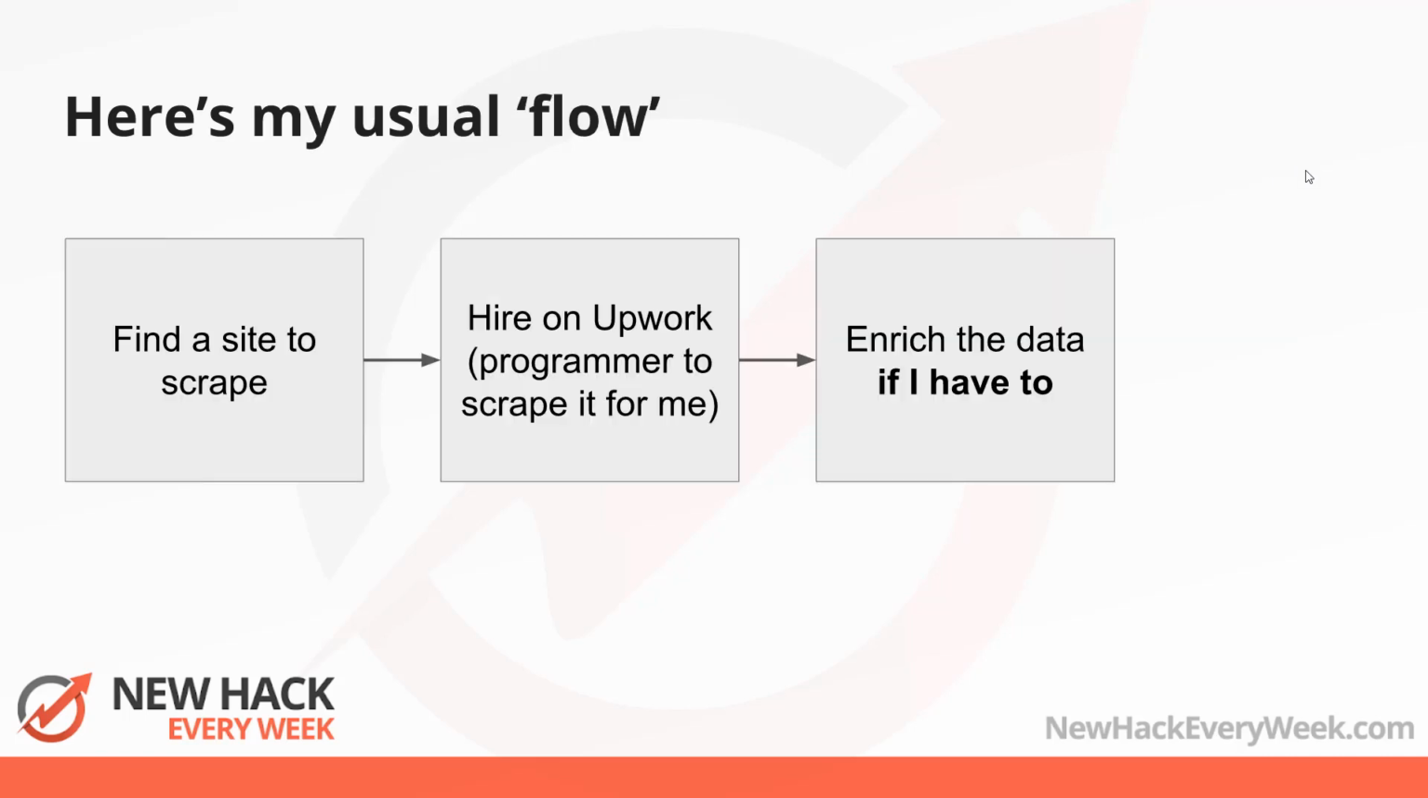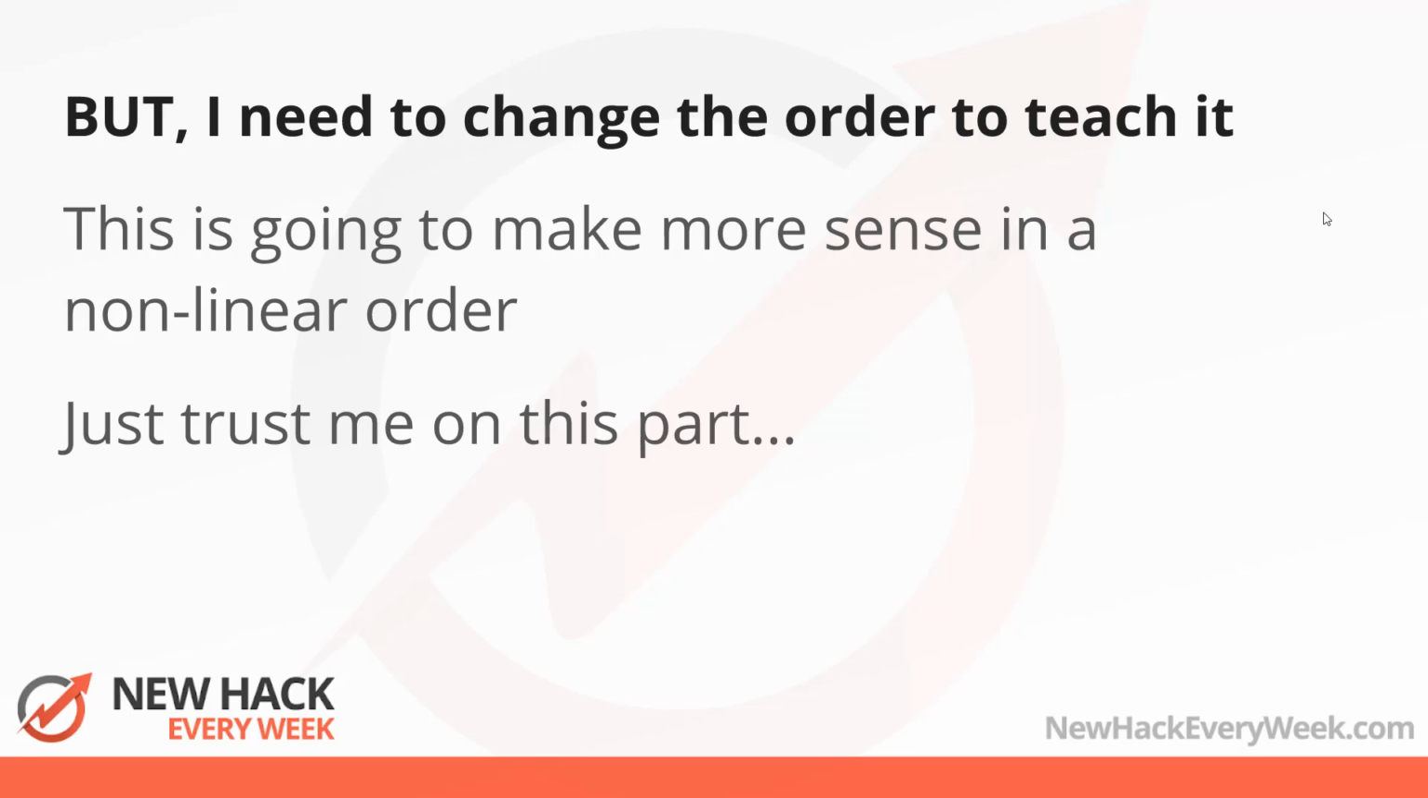So here's my usual flow. I'll find a site that I want to scrape, and by that I mean, what kind of leads do you want? I'm going to give you some examples of what I've done. Then we go to hire on Upwork, and we're going to get a programmer to scrape it for us. And then if we need to, we're going to enrich the data. I've already shown how to do that in previous hacks, but I'm going to revisit that just so you can see exactly how it applies to this situation. But I need to change the order. That was a really linear flow. This is going to make much more sense in a non-linear flow. Just trust me on this part. So let's get into it.